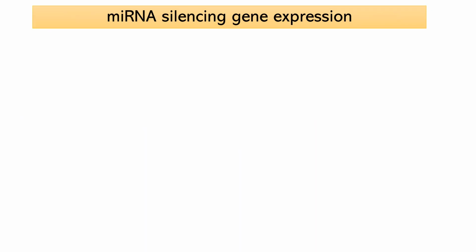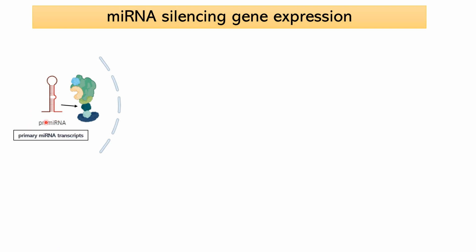So the other type of RNA that we're going to look at now is the microRNA, which is mainly involved in silencing gene expression. So let's have a look at its production and its role. First of all, microRNAs are produced within the nucleus. And within the nucleus, once they are transcribed, they are called, at the beginning, primary microRNAs.